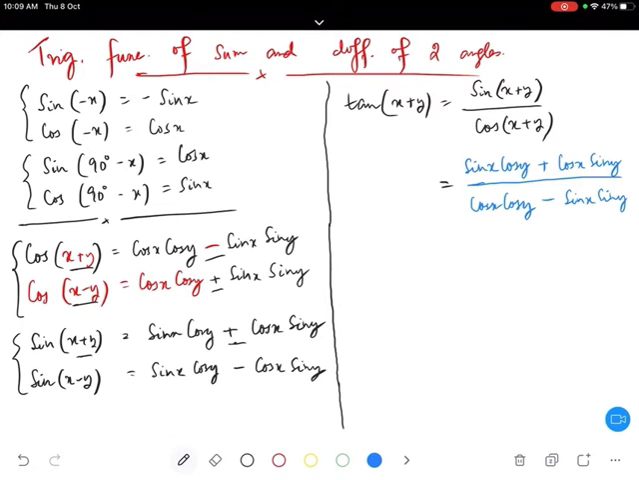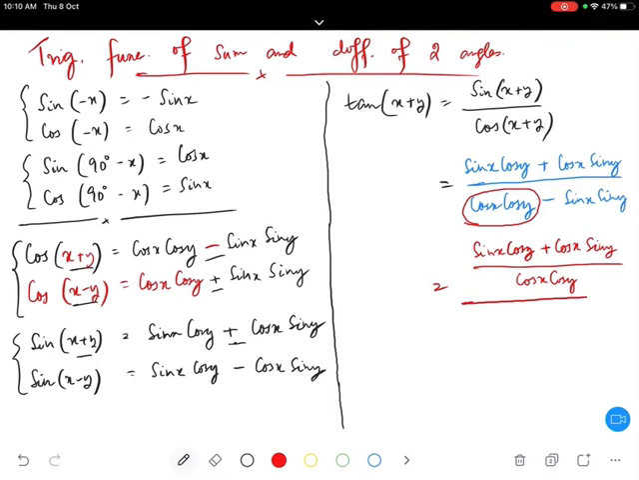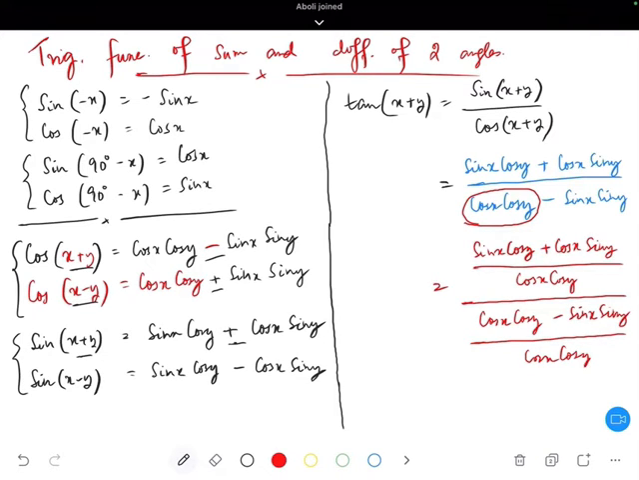Now for tan x plus y, I have to divide the numerator and denominator by cos x cos y to get to the actual formula. So sine x cos y plus cos x sine y, divided by cos x cos y. Now you will be asking, sir, why not divide by sine x sine y? The reason is that the formula demands that. That's how I will get the formula.